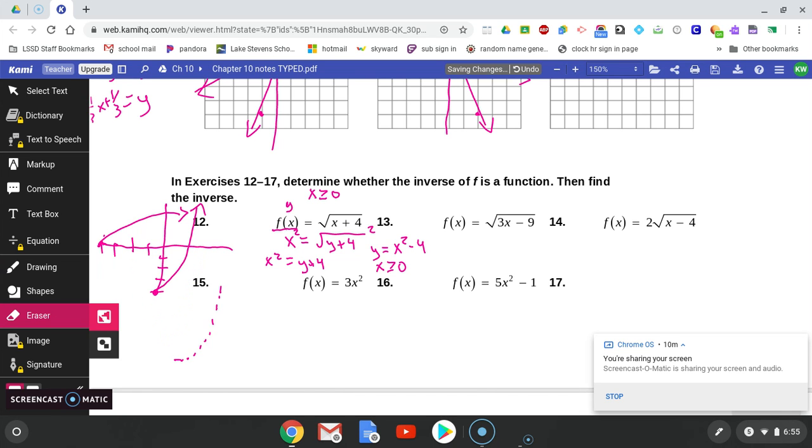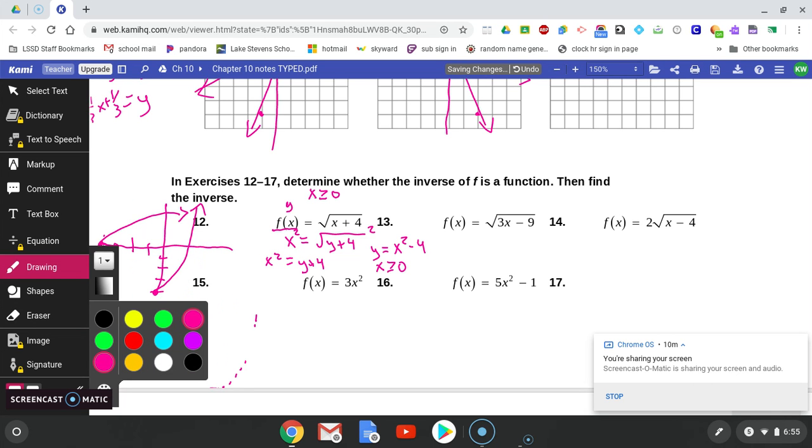Whoa, I don't know why my graph is moving. That's weird. Okay, I'm just going to redraw it in. There we go. Okay.